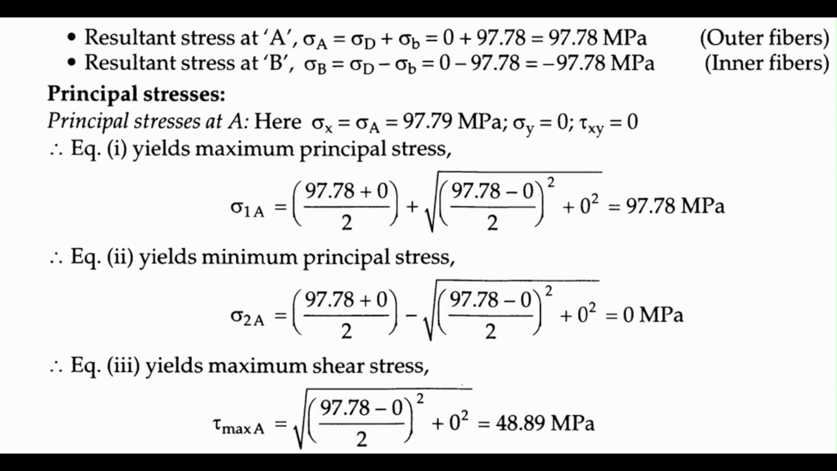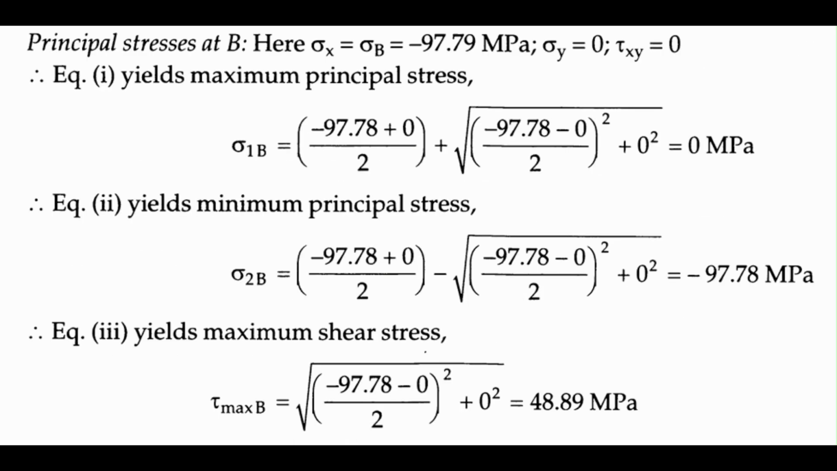Similarly, I have to find the next point, B. Okay, the principal stress at point B. Next, the principal stress at B, where sigma x will be sigma B, right? That bending equation, which is 97.79 megapascal, because I am considering point B, which is negative 97.79, and sigma y is 0, tau xy 0. So similarly, just like you find at point A, I can find the maximum and minimum principal stress as well as the maximum shear stress at point B. Just use the same equation. All I have to do is change the numerical value.